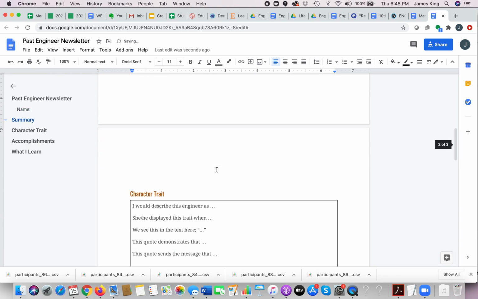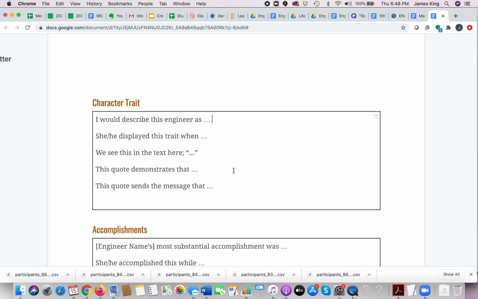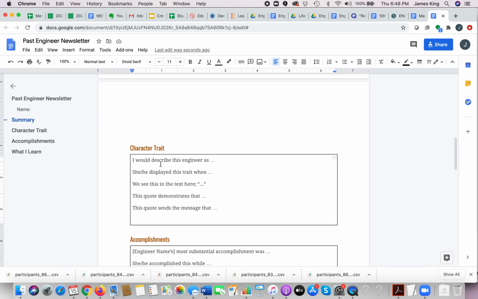Cool. Now let's do the next paragraph together too. So your first body paragraph. Your first body paragraph is to identify a character trait of Marie Curie. A character trait means an adjective that you would describe Marie Curie as. So what kind of adjective would you use to describe Marie Curie? Now, I personally, after reading her story, I would describe this engineer as persistent.